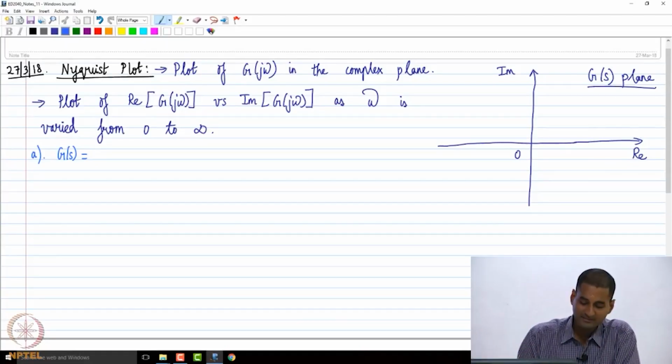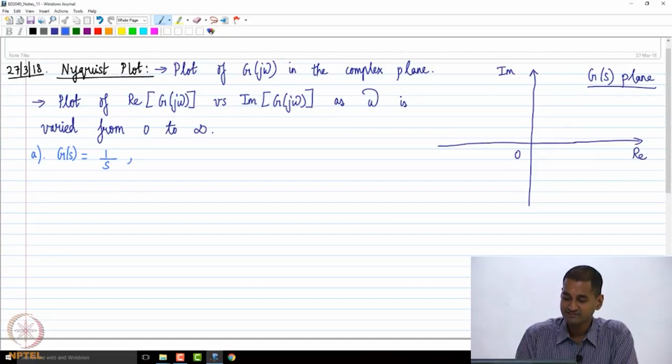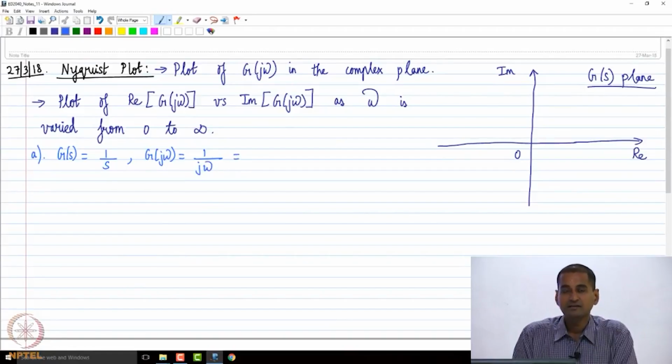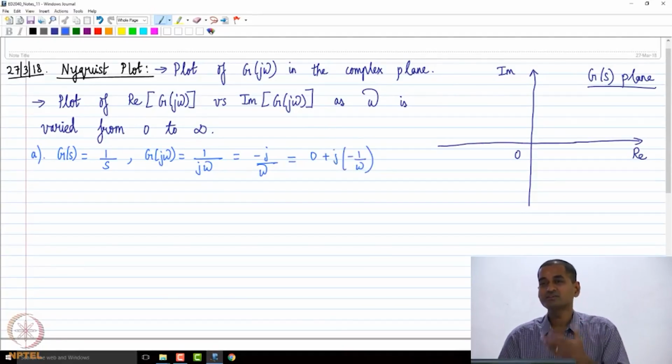So what happens from the other factors onwards? Suppose I consider 1 by s, which was another factor that we considered. Then G of j omega is going to be equal to 1 divided by j omega, and this can be rewritten as minus j by omega. Do you agree? I just multiply and divide by j and write it as minus j. So I can write this as 0 plus j times minus 1 over omega.